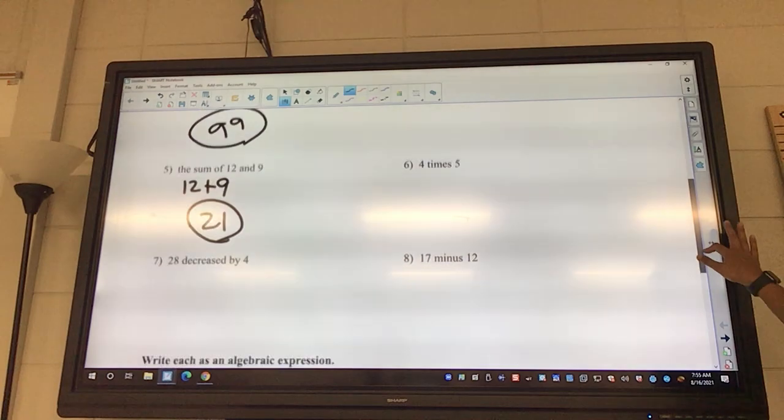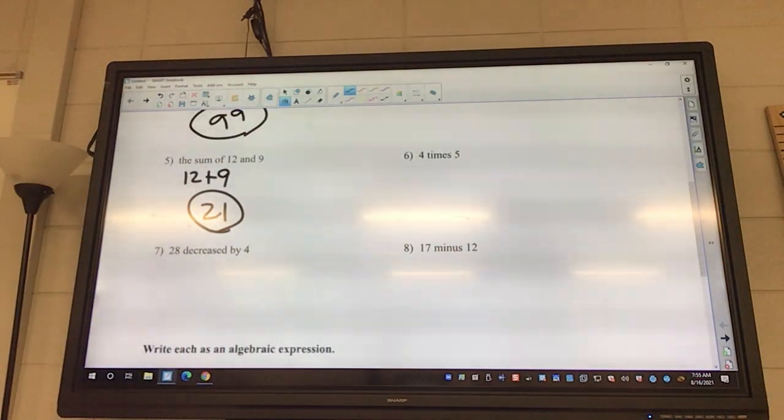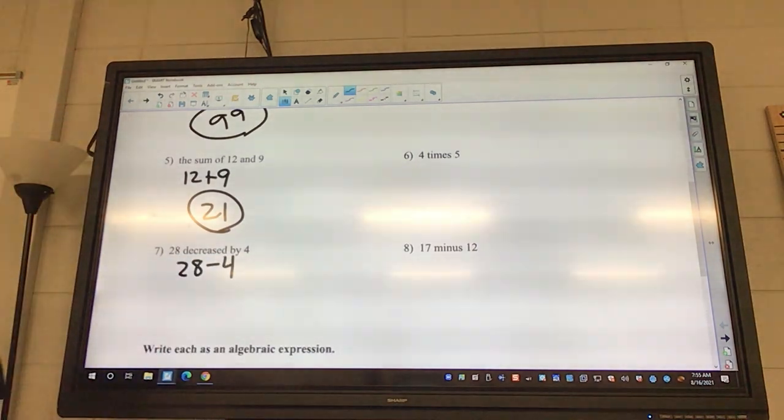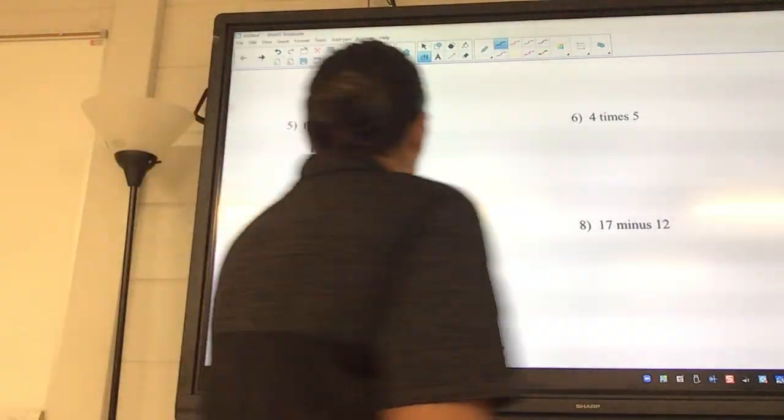28 decreased by 4. What does it mean? Subtraction. So it's really 28 minus 4. What is 28 minus 4? 24. Somebody agree?